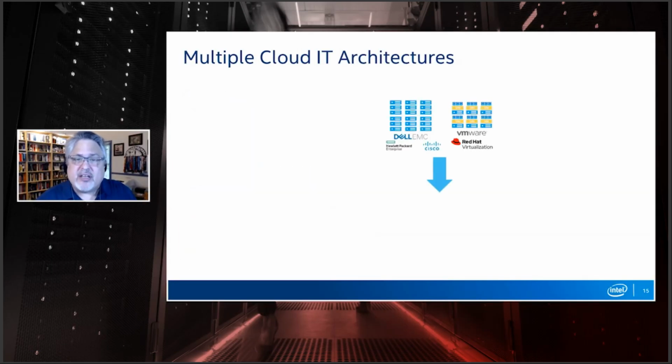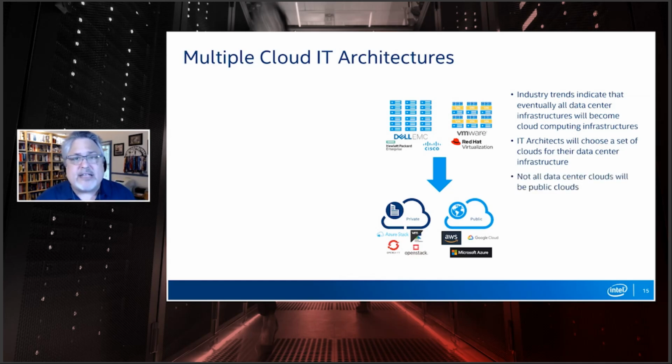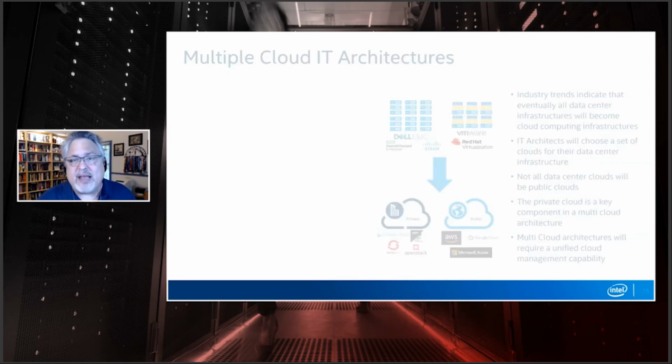So as we transition from our old architectures to our new architectures, it certainly seems to suggest that eventually we're going to have a model where all infrastructures, both private, on-prem, as well as public, are going to be cloud compute infrastructures. We're going to need to upgrade the on-prem piece in particular to a private cloud. IT architects will choose a set of clouds for their data center infrastructure. They're doing that already. And not all data center clouds will be public clouds. In fact, the key cloud in a multi-cloud architecture is the private cloud. That's the one we're going to use to manage our other public cloud resources going forward. And in order to do that, we need to have a unified multi-cloud management capability, which is starting to appear now in different forms and phases.